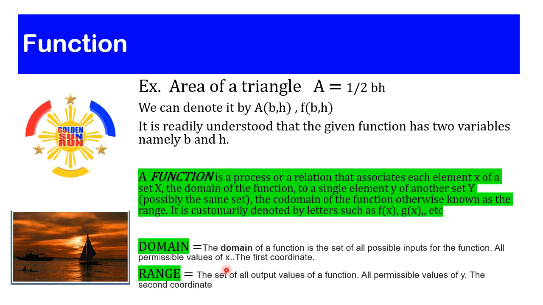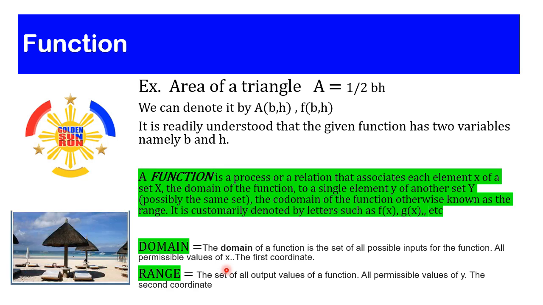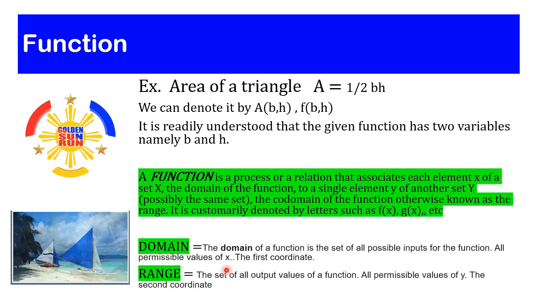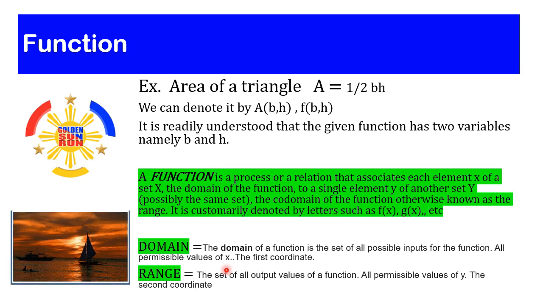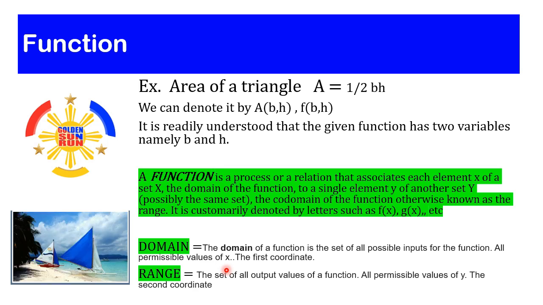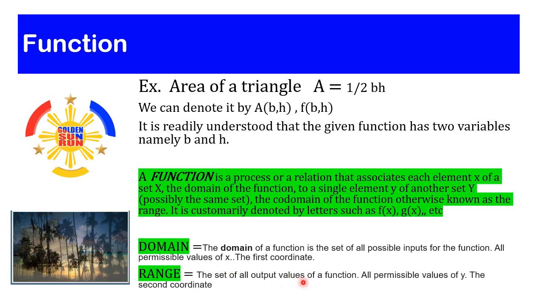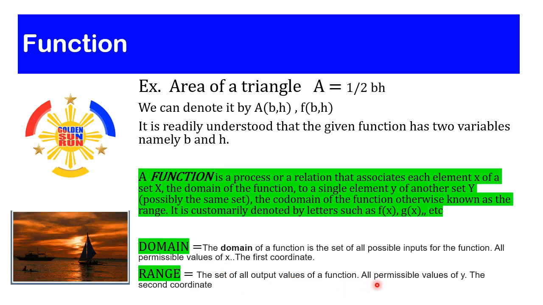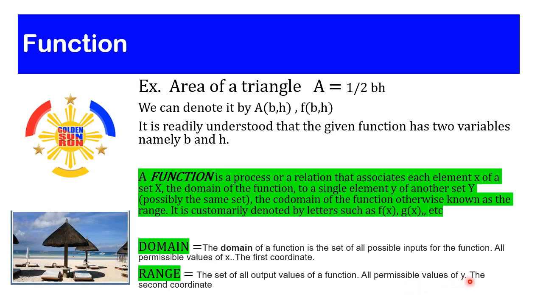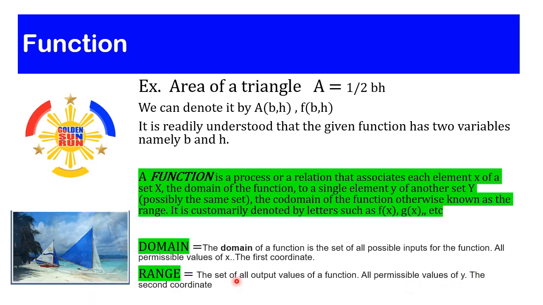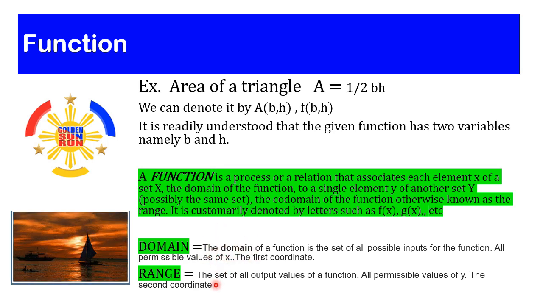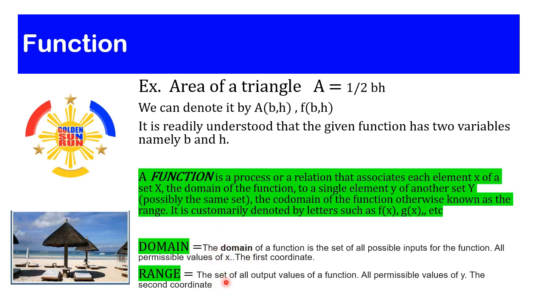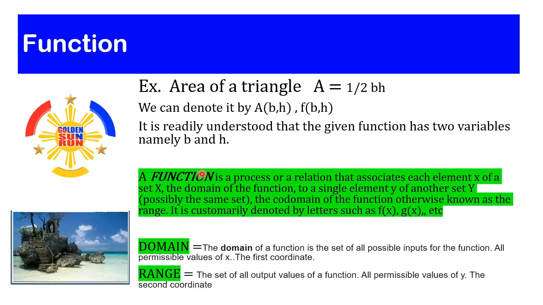Okay, ang ibig sabihin ng permissible values of x na magwo-work yung function ano at hindi siya magiging undefined or imaginary no. Range naman set of all output values, all permissible values of y, the second coordinate. So kapag meron kang domain, syempre magkakaroon ka ng range ano. So yan po yung paliwanag dito.